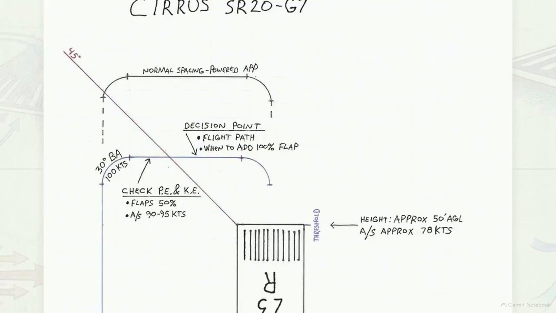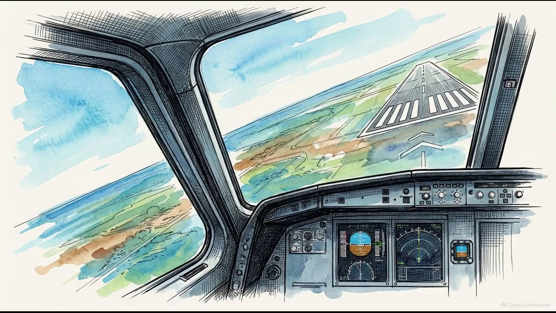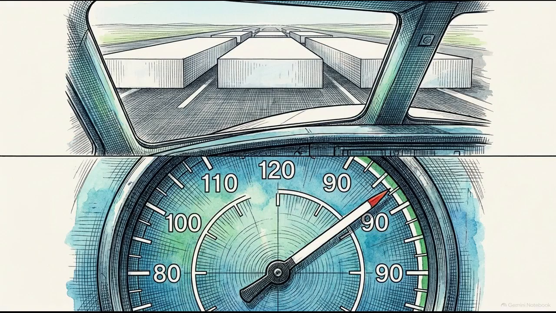Returning to our pattern map, you next execute the base turn. Roll into a standard 30-degree bank angle and continue to strictly hold your kinetic energy at 100 knots. Halfway through this turn is your first energy check. You need to visually assess whether your current glide path can reach the 1,000-foot aiming markers on the runway and verify your airspeed is within 5 knots of your 100-knot target.